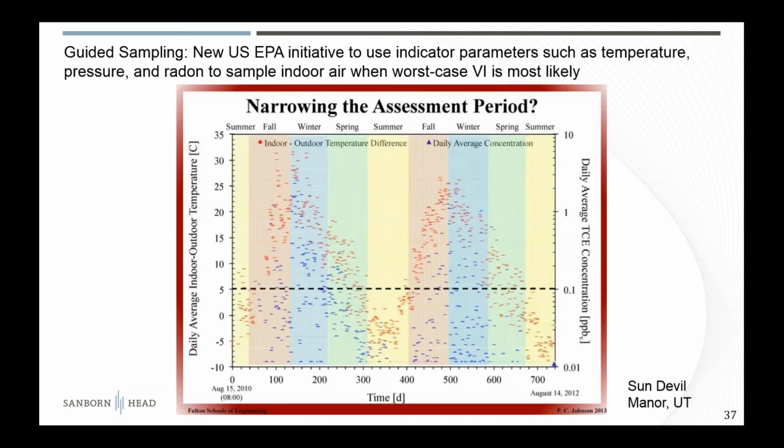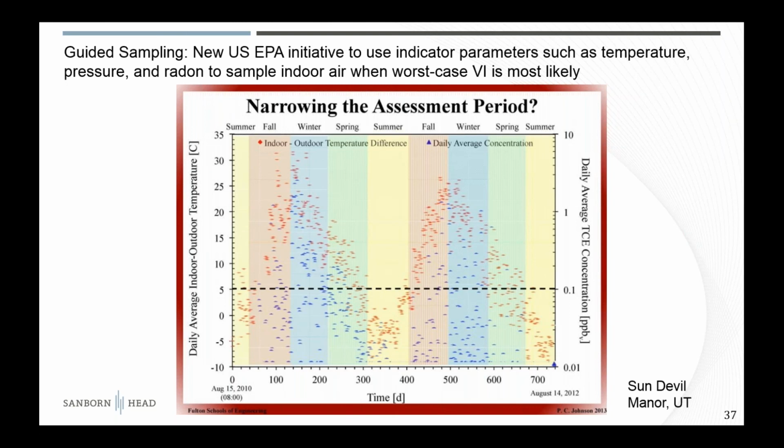So the last topic here is guided sampling. How might we come up with a better strategy to select a time to get an indoor air sample that has a chance of representing what might be the worst case situation? This is an active area of research right now. So I don't have any final answers, and there's more to come on this.